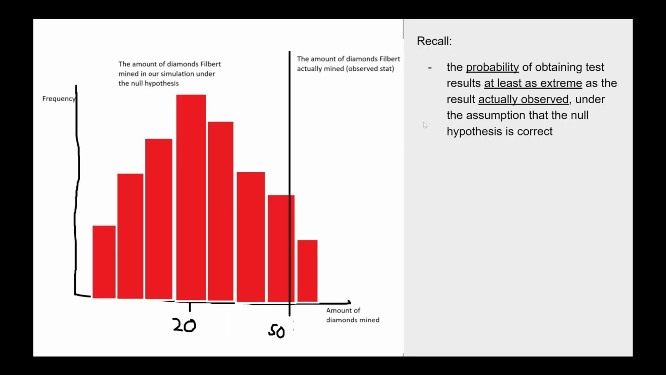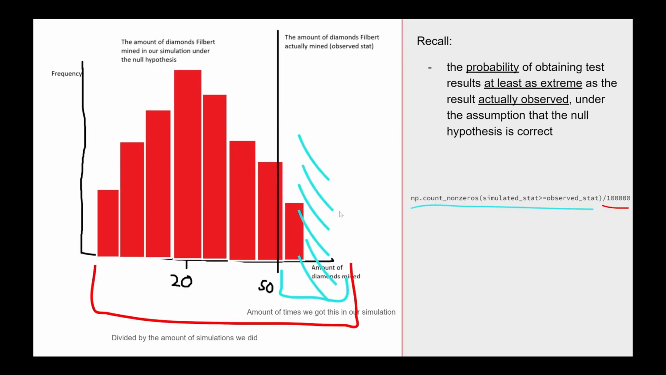Now, I want you to recall the definition of the p-value again. It is the probability of obtaining test results at least as extreme as the result actually observed. Now, what's the result actually observed? It's 50, right? So, what are the test results that are at least as extreme as the result actually observed? It would be all of the test results that are as extreme as 50 or more extreme than 50. So it's just everything above 50. So let's just shade that region here.